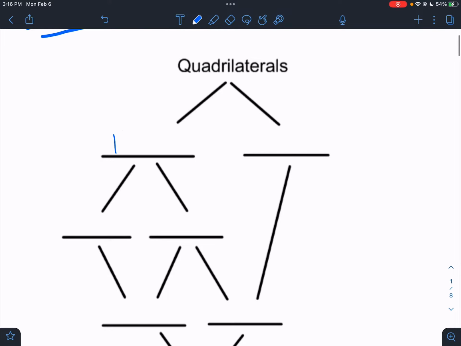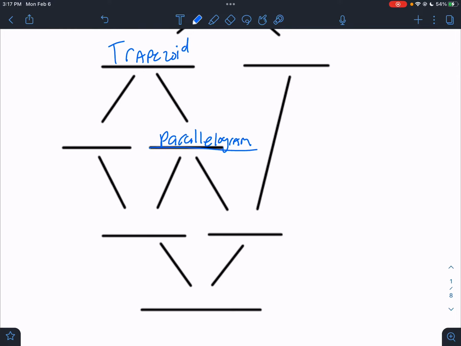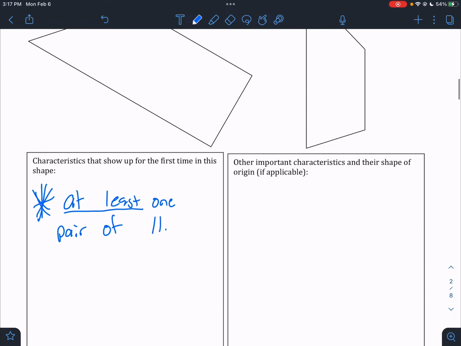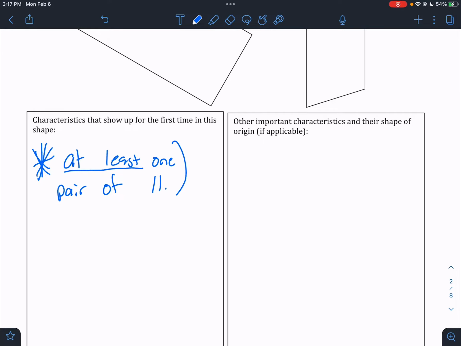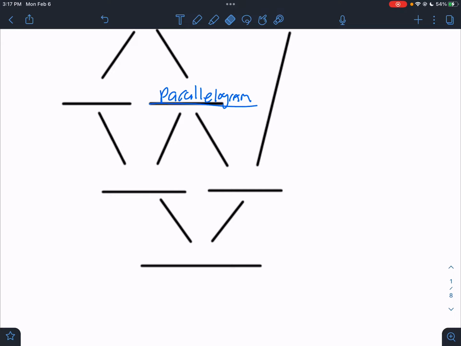On our tree here, this is where trapezoid goes. And notice that trapezoid leads to a whole bunch of other stuff. The reason being is because we're going to use inclusive definitions. That means it includes other things, such as parallelograms. Under our definition, a parallelogram is a type of trapezoid. Does a parallelogram have at least one pair of parallel lines? Yes, it does. So inclusive definitions means we're going to include more things, and that's the only kind of definitions that make a lot of sense at the highest levels.